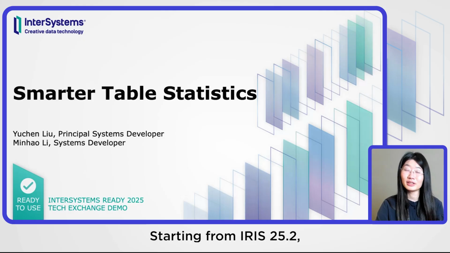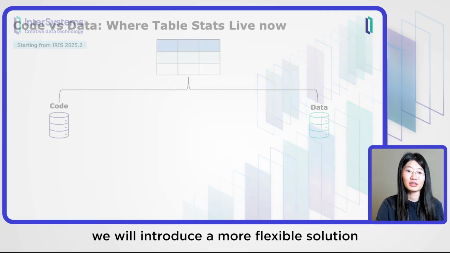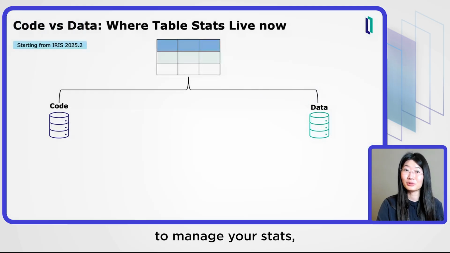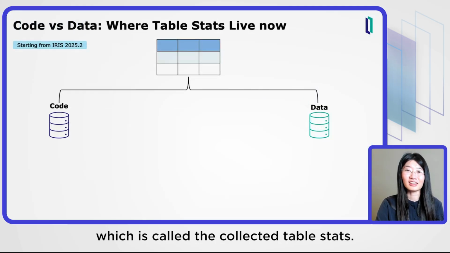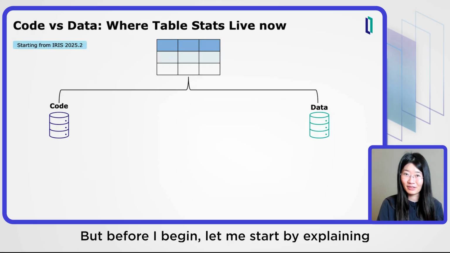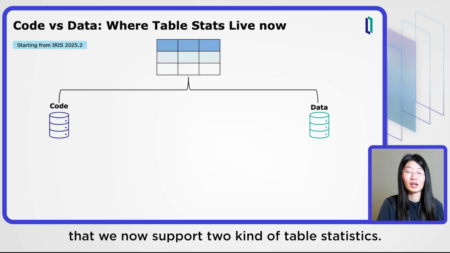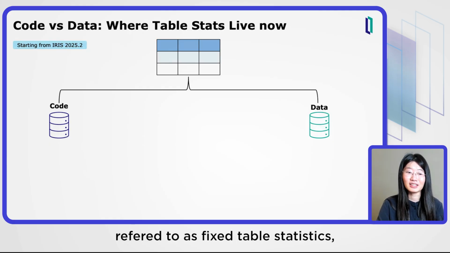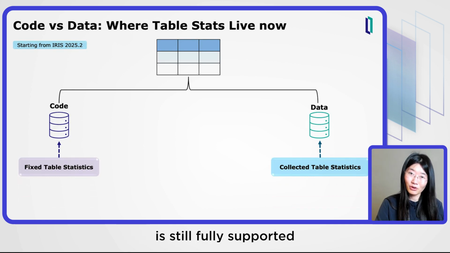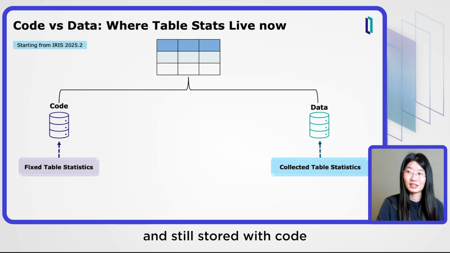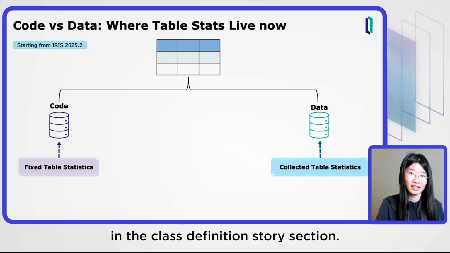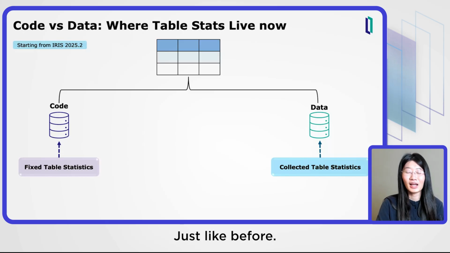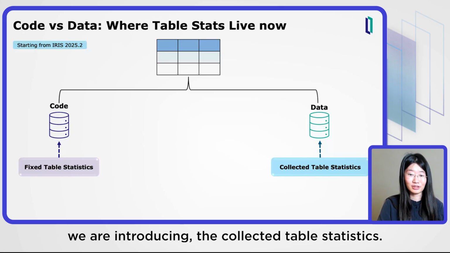Starting from IRIS 25.2, we will introduce a more flexible solution to manage your stats, which is called the collected table stats. But before diving in, let me start by explaining that we now support two kinds of table statistics. The first one is the original one, referred to as fixed table statistics. It's still fully supported, it's still stored with code in the class definition storage section, just like before.